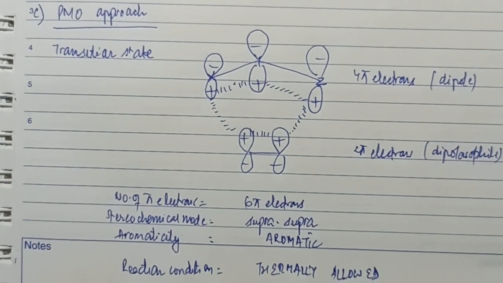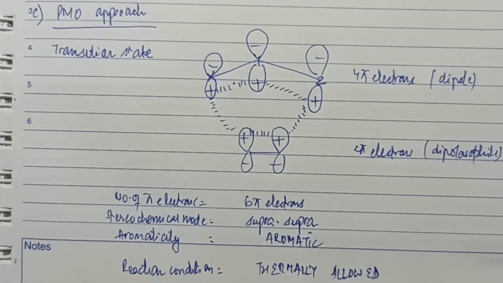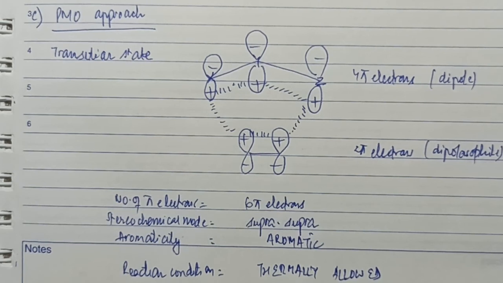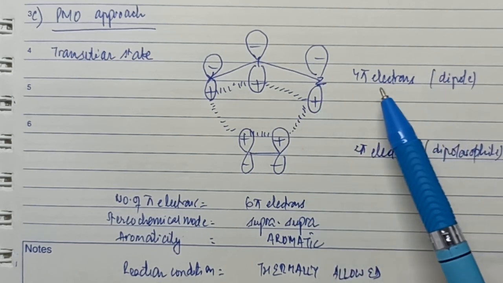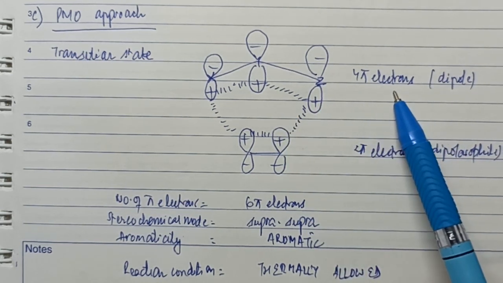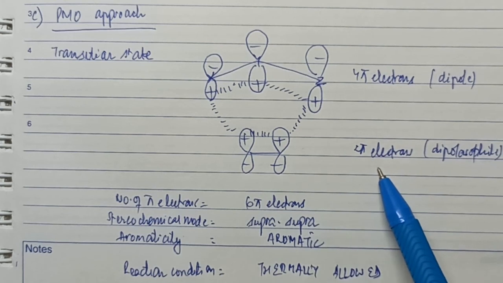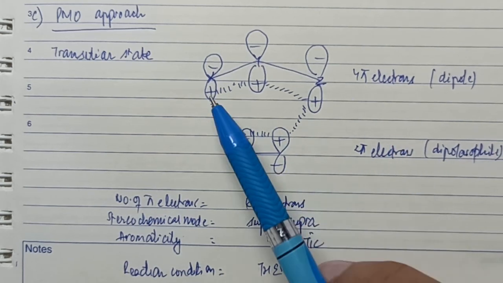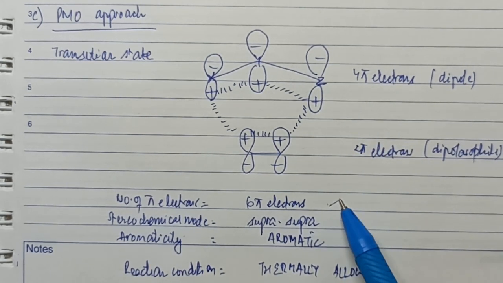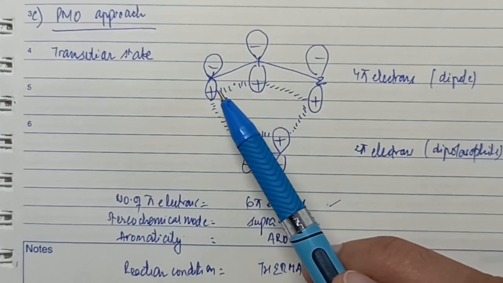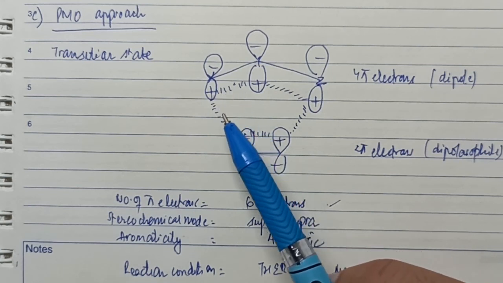The third approach was the PMO approach. The PMO approach was based on the Woodward-Hoffmann law of conservation of orbital symmetry, wherein we draw the most stable transition state flowing from the reactant to the product. And what is that? I have two components again here. First component is the 1,3 dipole, which is contributing 4 pi electrons. The second component is the dipolarophile, which is contributing 2 pi electrons. So this total transition state will be having 4 pi plus 2 pi, that is 6 pi electrons in the system.